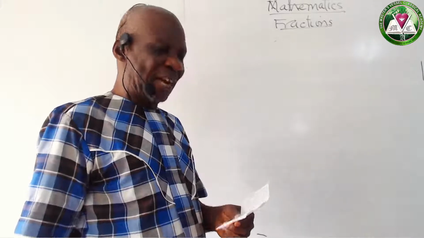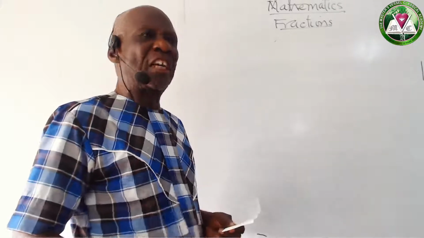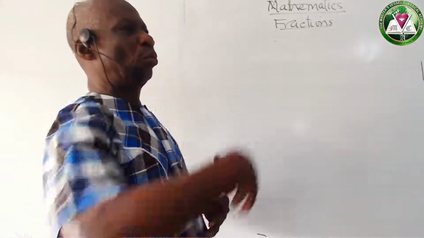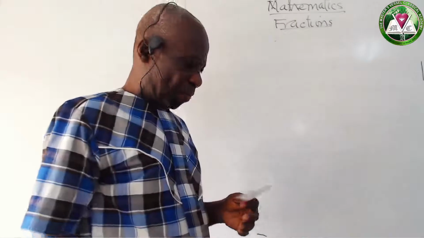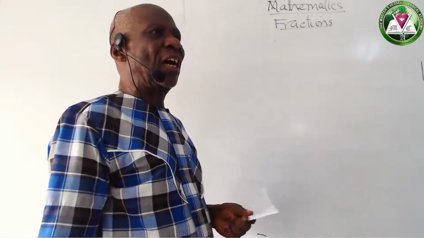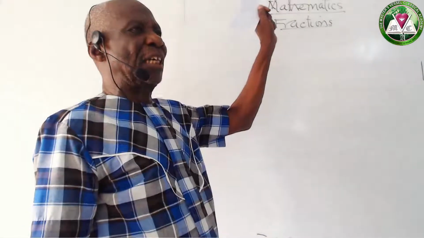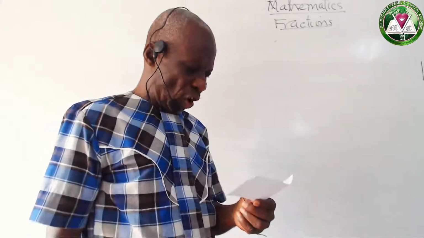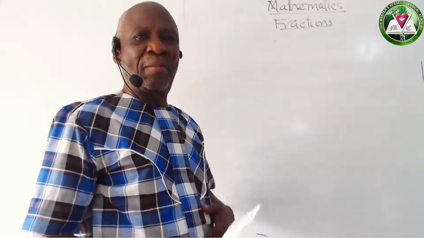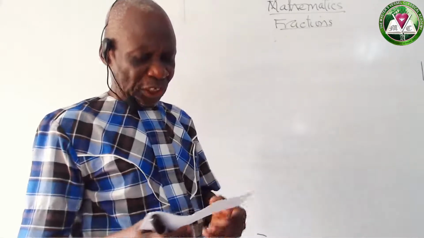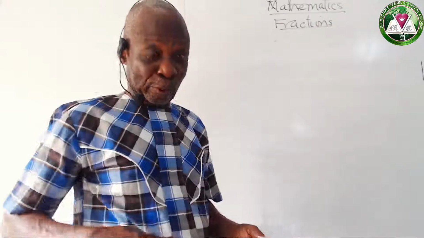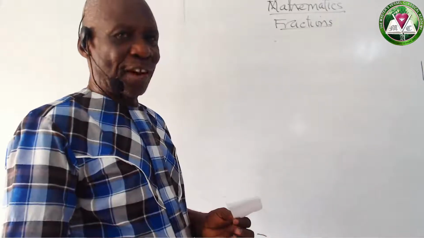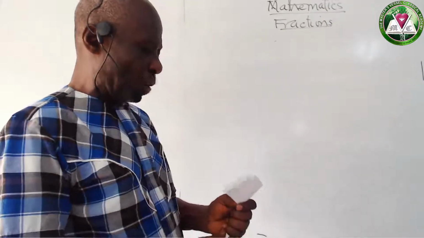Number 4, arrangement of fractions in order of magnitude, either from small to bigger values, ascending order, or from larger values to smaller values, which is descending order. And number 5, which is the last aspect we hope for today, we shall add and subtract some simple fractions. All right, we take off.